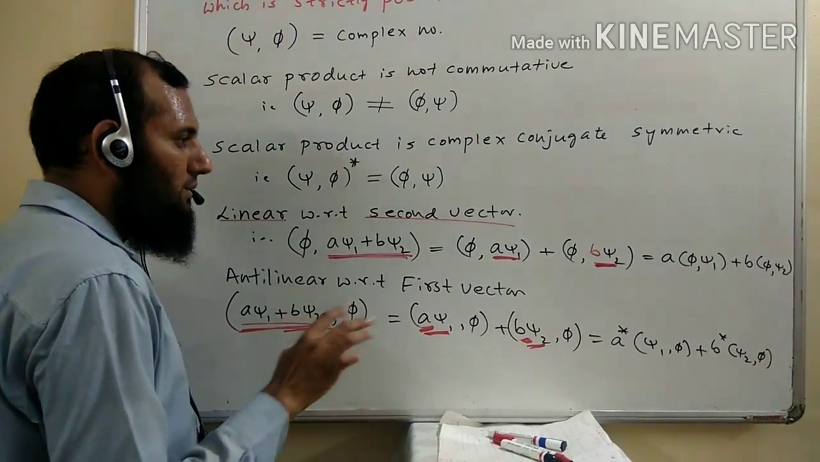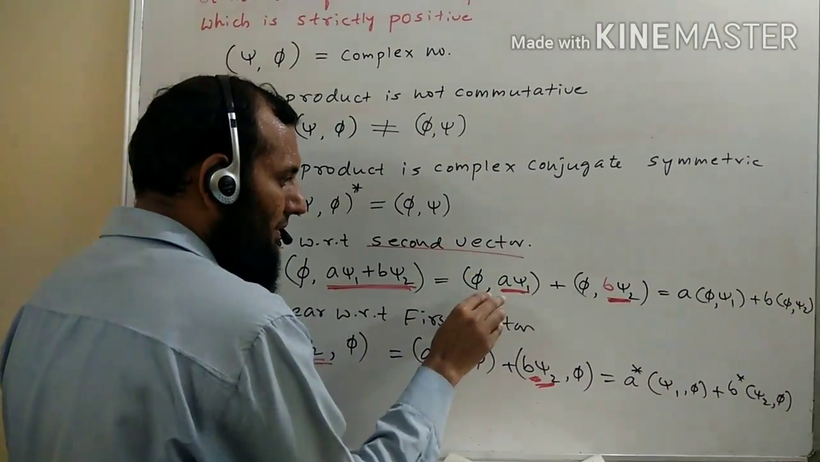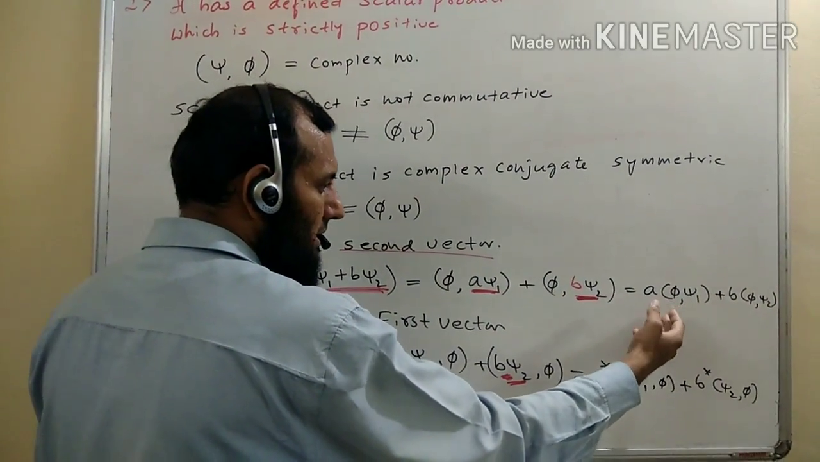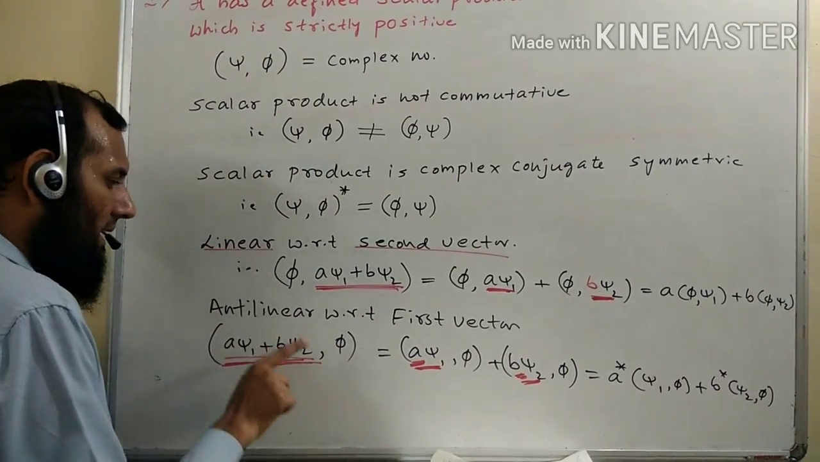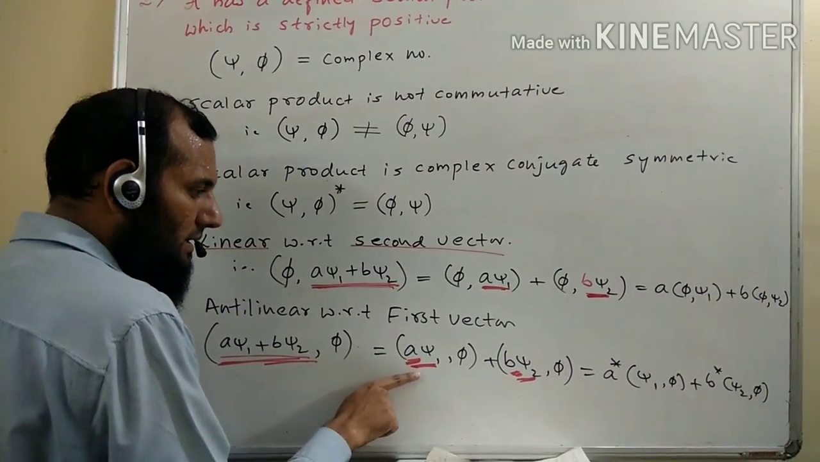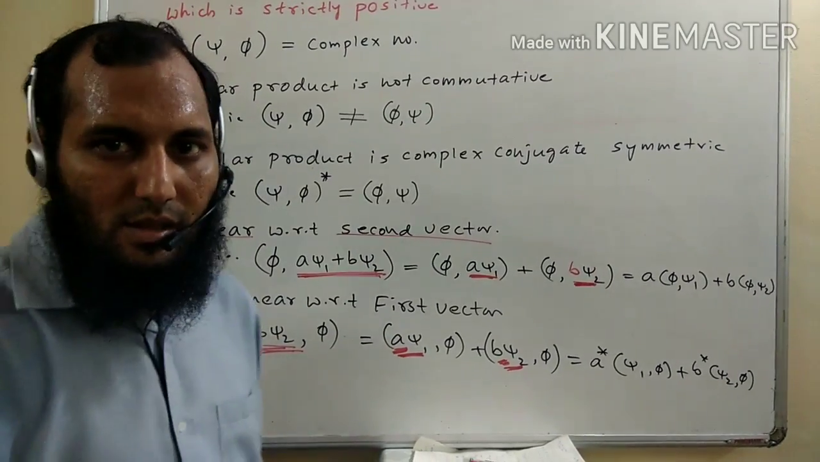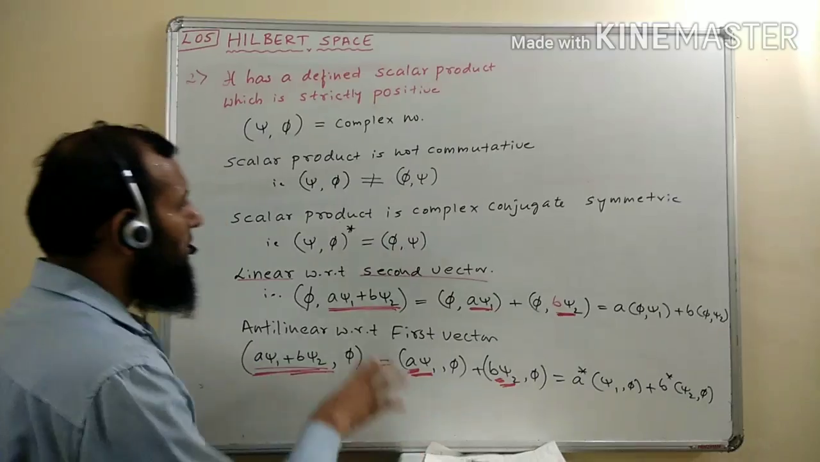So in simple words, what we have to remember is, if the scalar is in the second vector, it can be easily taken out. As it is, it can be written outside the scalar product. But if the scalar is in the first vector, then you cannot write it out of the scalar product as it is. You have to take its complex conjugate. So this is property number 2.